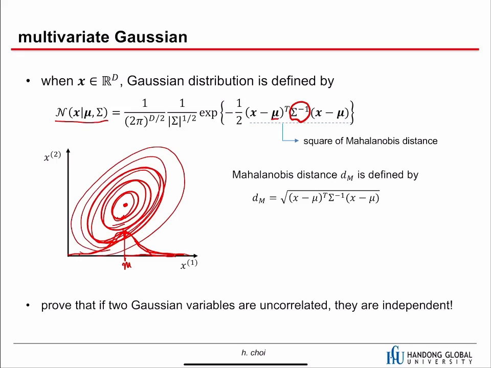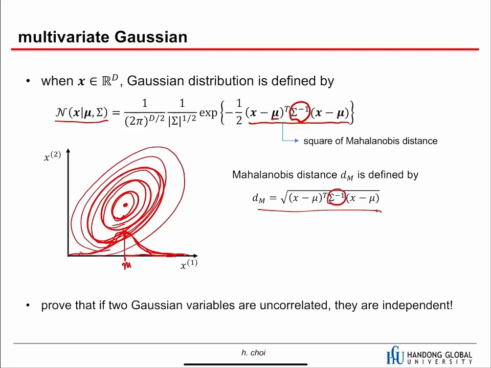And in these equations, this part is the square of the Mahalanobis distance. Mahalanobis distance can be defined by this one. If this matrix is the identity matrix, then it is the Euclidean distance. So Mahalanobis distance is a generalized version of Euclidean distance, or Euclidean distance is a special case of Mahalanobis distance.